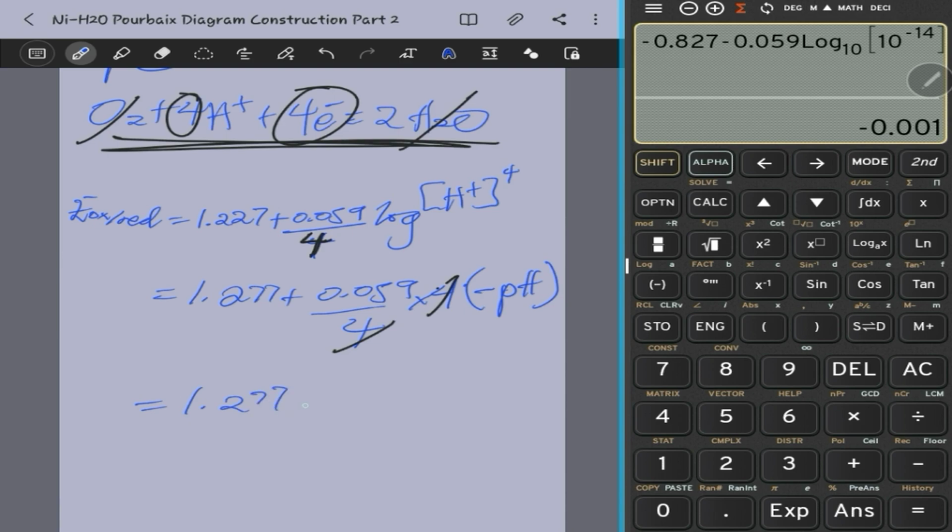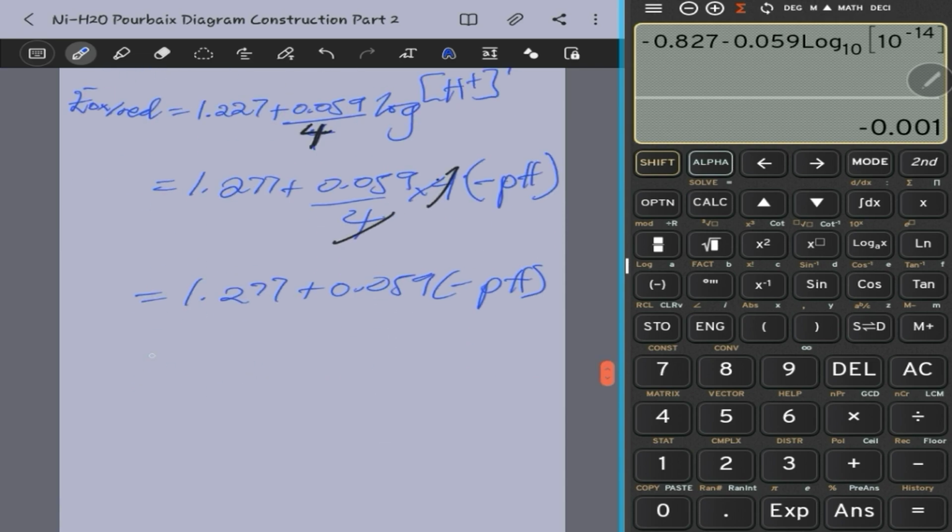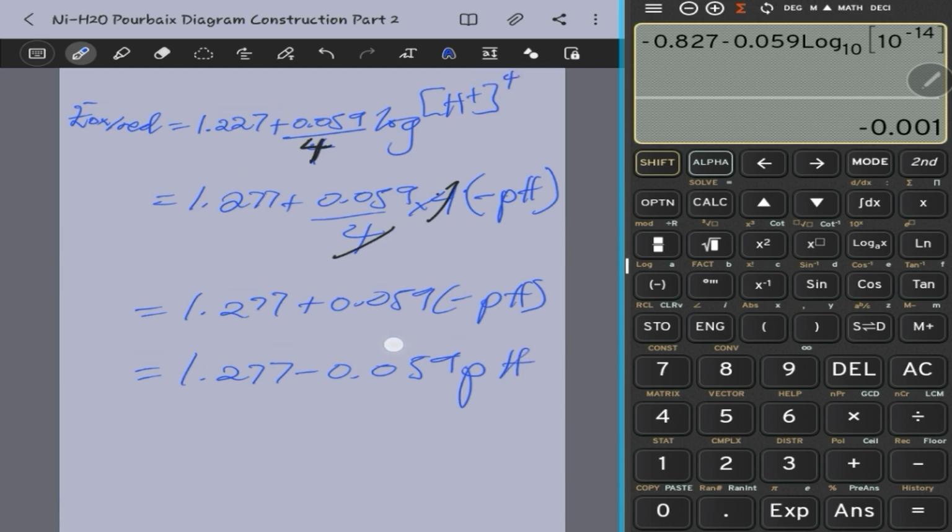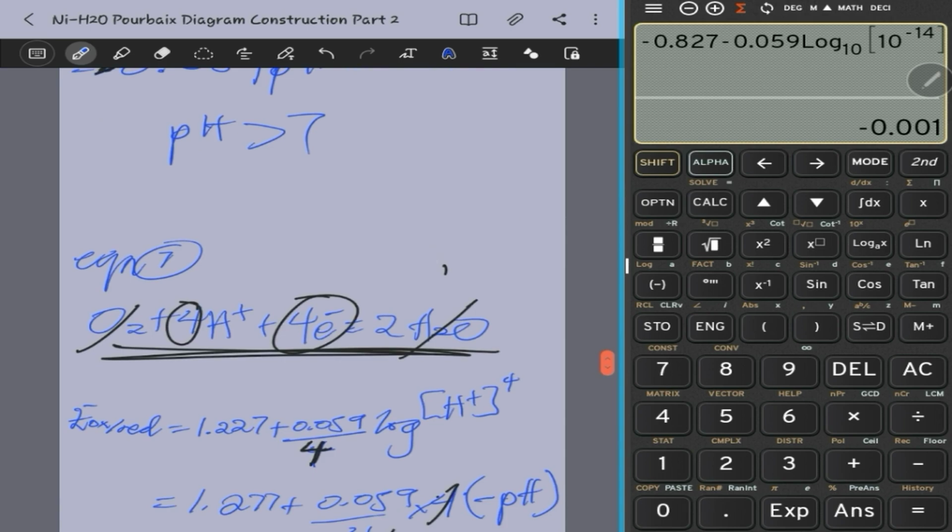So we get 1.277 plus 0.059 minus pH. Very important, the minuses are very important. So in the end, we get 1.277 minus 0.059 pH. Looking at this one, we know the reaction depends on the pH, and as well depends on E, the potential. So we know it's a diagonal line.